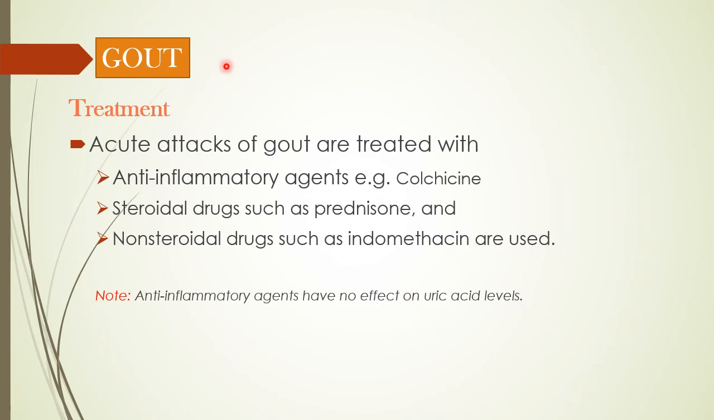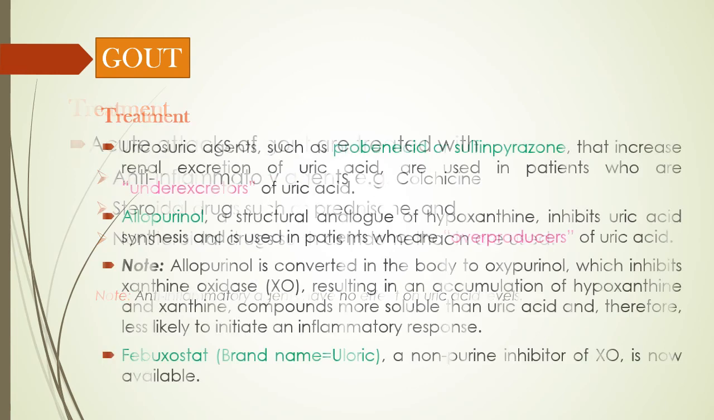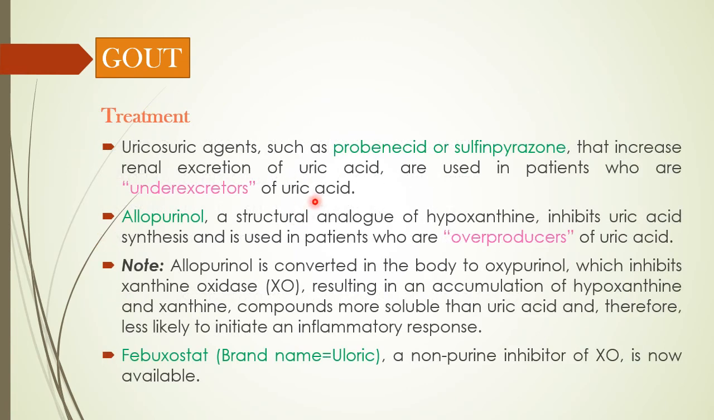Now, what treatment options we have to fix gout? Since gout is an inflammatory disease, so acute attacks of gout can be treated well with anti-inflammatory drugs. For example, colchicine or some steroidal drugs such as prednisone, and non-steroidal drugs, for example, indomethacin. For the patients of renal gout who are underexcretors of uric acid, can be administered with uricosuric agents or drugs, for instance, probenecid or sulfinpyrazone. These are the drugs that target kidneys and help increase the excretion of uric acid from the body.